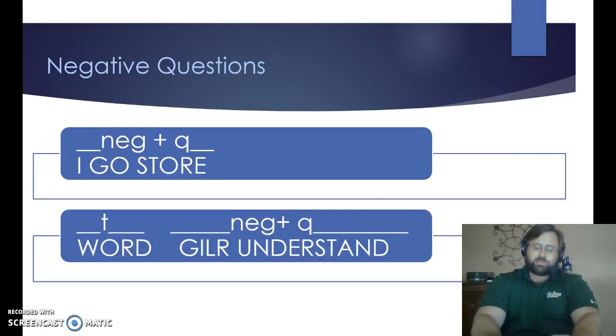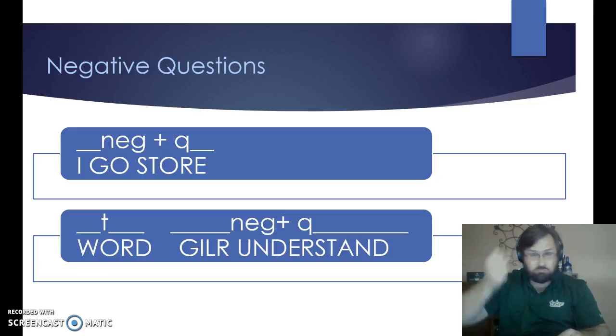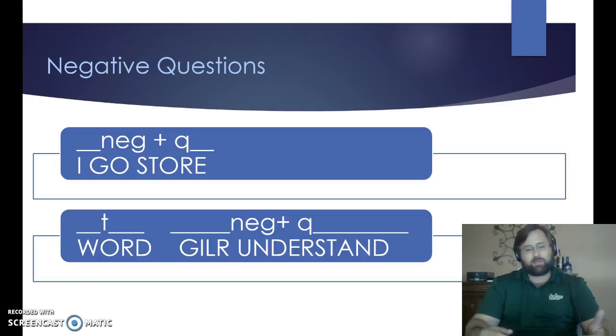In English, as well as in ASL, there's also the negative question. The question, aren't I going to the store? Or, doesn't the girl understand the word? So with a negative question, the question is formed just as it would be with the eyebrows raised, but the negation is also included. So if I had the first sentence like this, I'm not going to the store, or the sentence like this, then that would be, doesn't the girl understand the word?